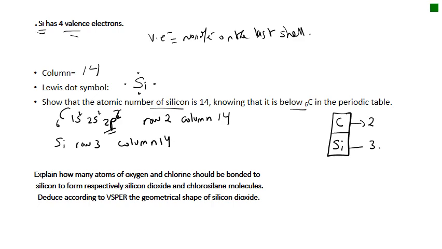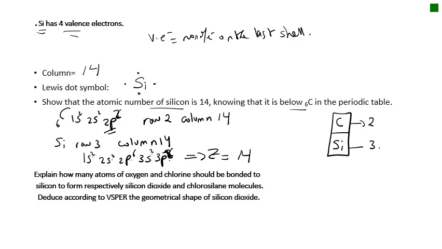Let's deduce the electron configuration: 1s2, 2s2, 2p6, then row 3, 3s2, 3p2. Since it is in column 14, its electron configuration should end with p2. By adding the number of electrons, Z equals 2 plus 2 plus 6, 10, 12, and 2, it is 14.